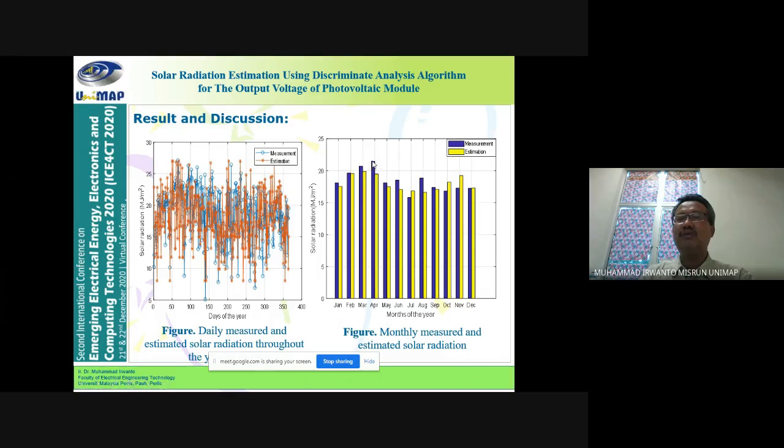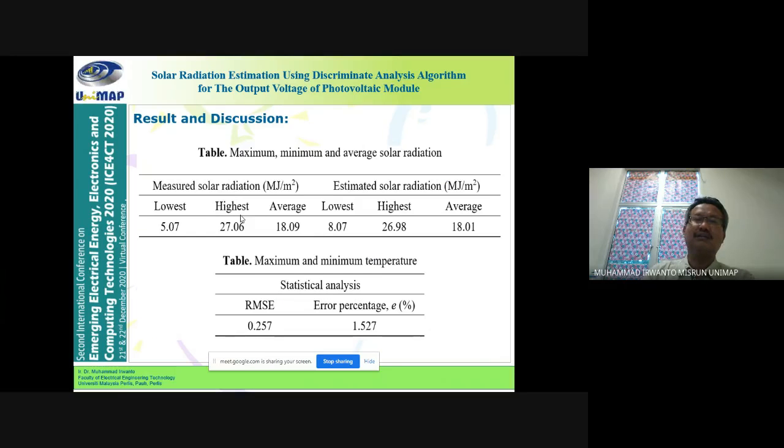And then the maximum for the measured occurs in May, but the estimated monthly maximum value is in March 2019. From this estimated and measured data of solar radiation, we can compare and validate by using RMSE and percentage error, as given by this one.